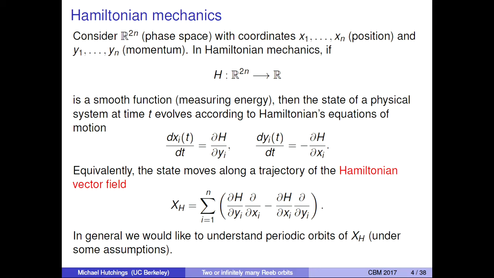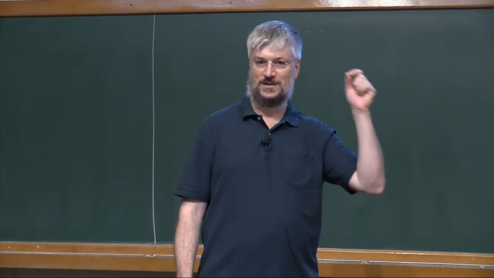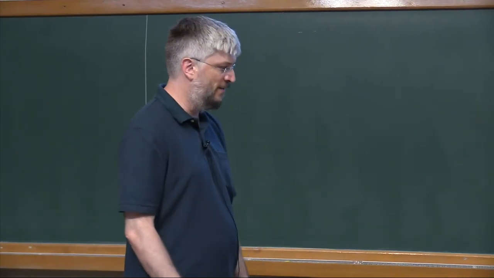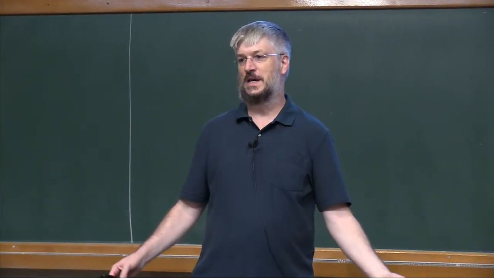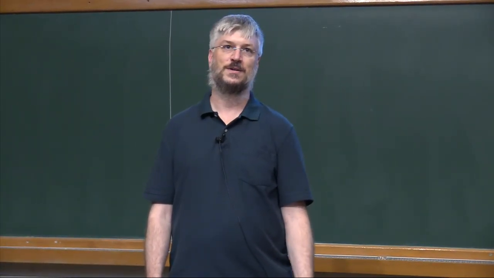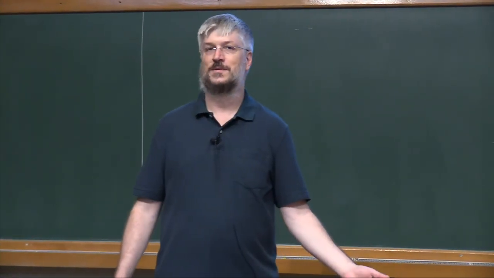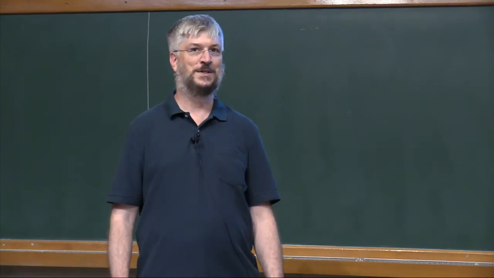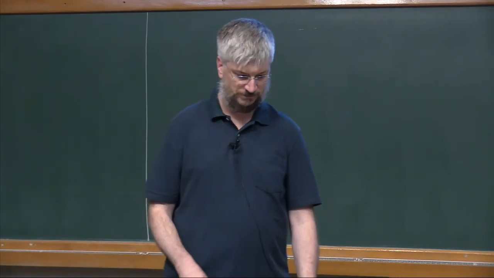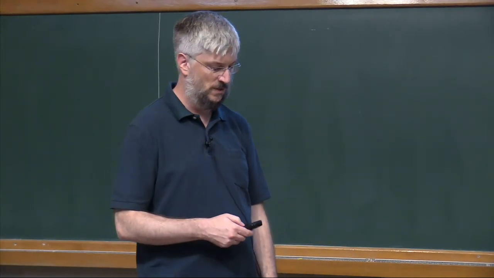And you can also say that you're just looking at this Hamiltonian vector field. So as your system evolves in time, your point in phase space follows this vector field. And one of the most basic questions you can ask in dynamics is what are the periodic orbits of this vector field? So we're interested in periodic orbits of Hamiltonian vector fields. And well, without assuming anything, we can't say very much, but maybe under some assumptions, what can we say about the periodic orbits?